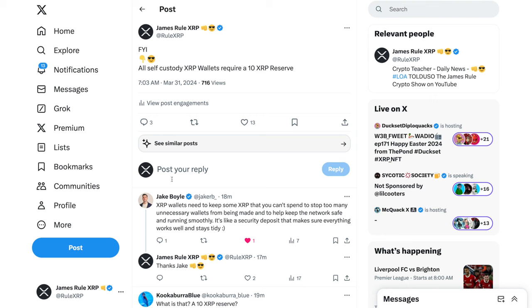Here's Jake Boyle with Caleb and Brown. He says that XRP wallets need to keep some XRP that you can't spend to stop too many unnecessary wallets from being made and to help keep the network safe and running smoothly. It's like a security deposit that makes sure everything works well and stays tidy.